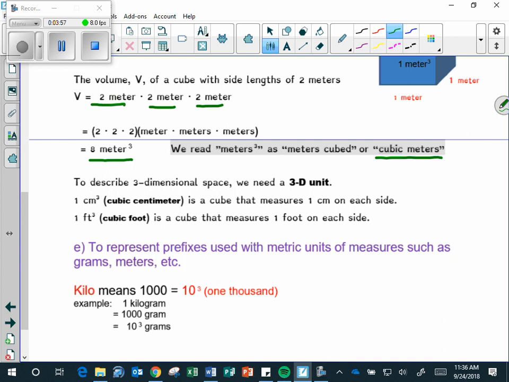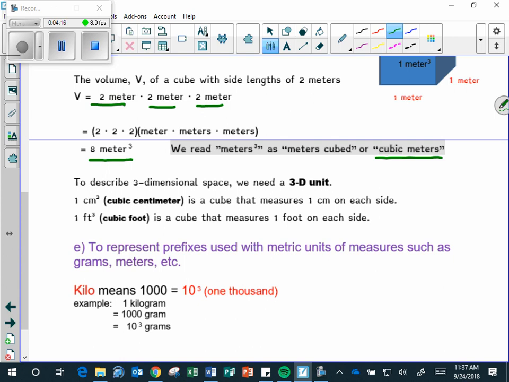You can use the 3D unit with just about anything, and typically we just write the abbreviation. I gave a couple of examples here with centimeters and feet. It's important not just to know that the power is cubed, but what it means. So I've written out that a cubic foot is a cube with 1 foot on each side.